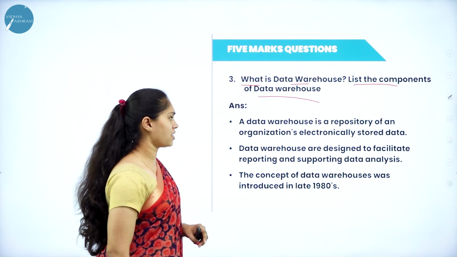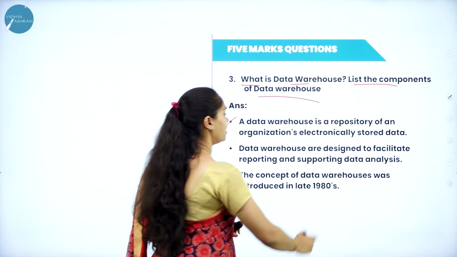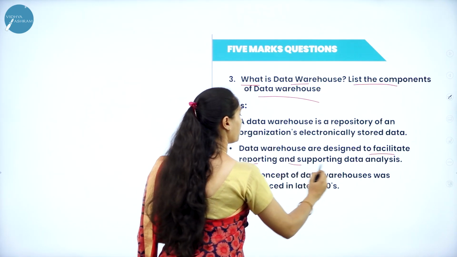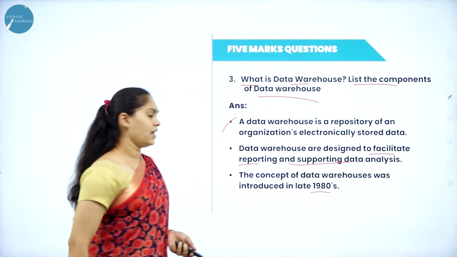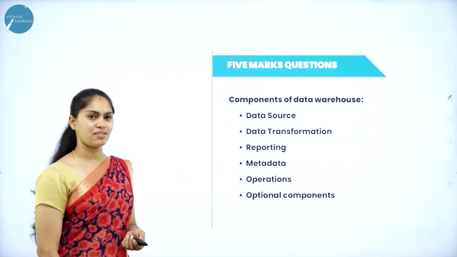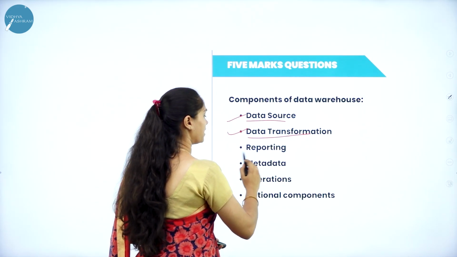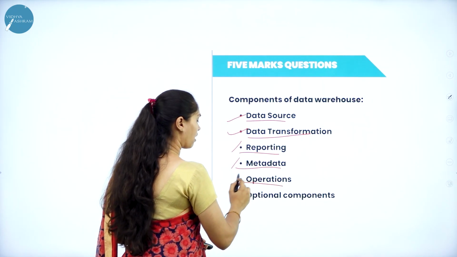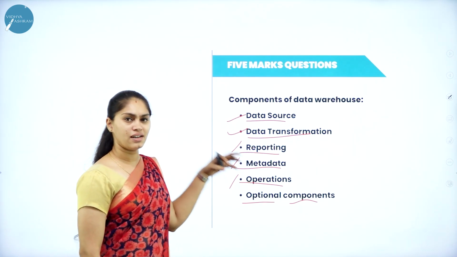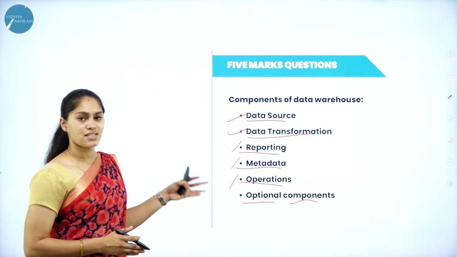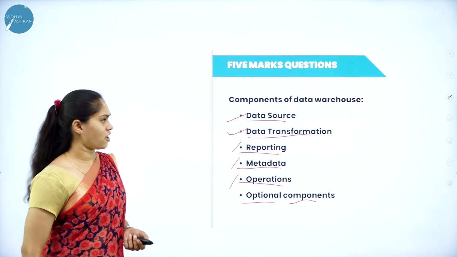What do you mean by data warehouse here? Already we got to know the definition of data warehouse, and mainly we use the data warehouse to facilitate reporting and to support data analysis. It was invented in the 1980s. So what are the components that can be included in this data warehouse? It includes data source, data transformation, reporting, metadata, and also operations, and some optional components. But when you are learning all these points, you must be able to understand the description of each point. So all these are the components of data warehouse.